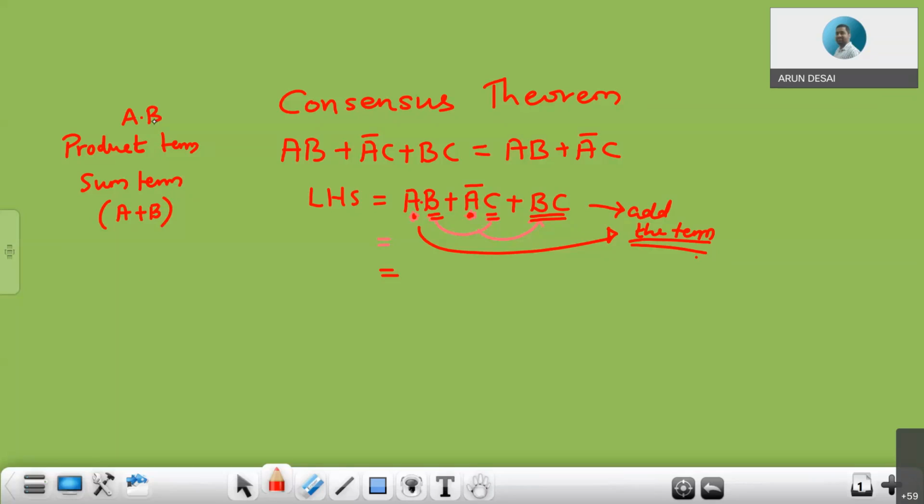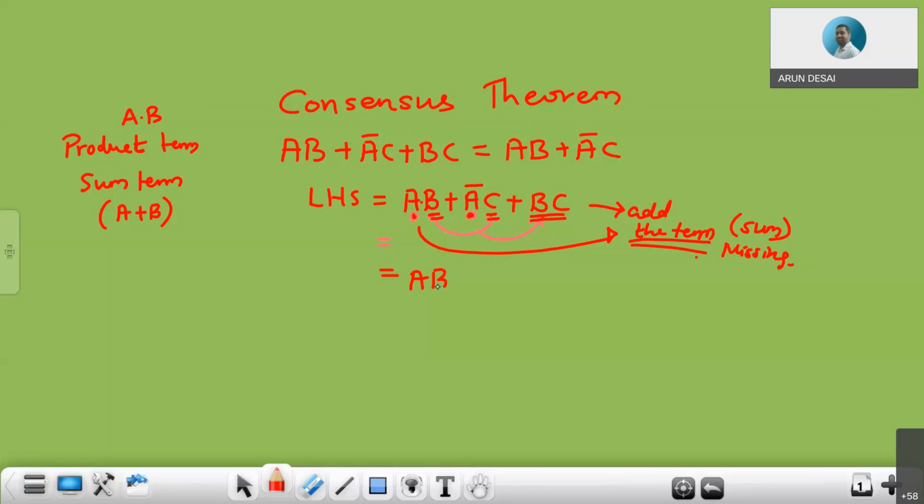Now, what you need to add: if the expression has product terms, then you need to add a sum term of the missing variable. Which one is the missing variable here? In the third term, which one is the missing variable? Yes, exactly. A is the missing variable.